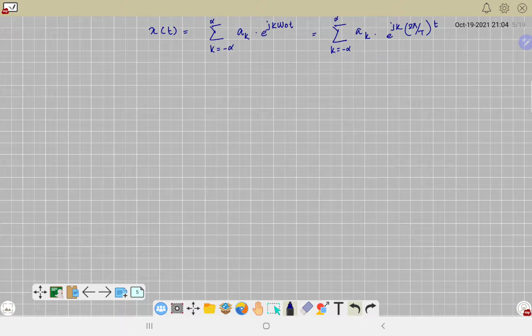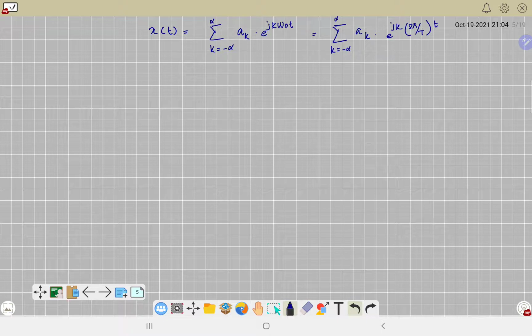Please remember, there's a property that if you come up with a signal which is the sum of periodic signals, the signal itself will also be periodic. So x of t is periodic because we are expressing it as a summation of periodic exponentials. So it will also have a period, not the fundamental period. It will have a period T.